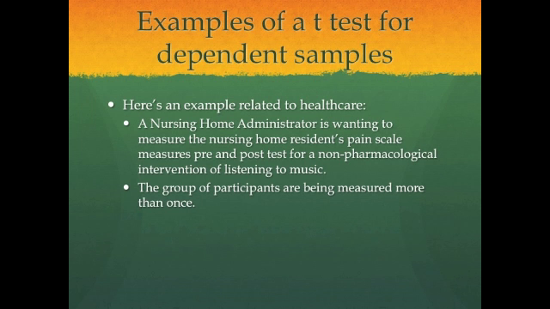And so, in wanting to test that idea, the nursing home administrator implemented the program and did a pre-test so that the residents would report their pain prior to listening to music, and then they would report their pain on a scale after listening to the music. And so the group of participants are being measured more than one time, therefore warranting a t-test. And there's two groups, so we are therefore warranting a t-test for dependent samples.